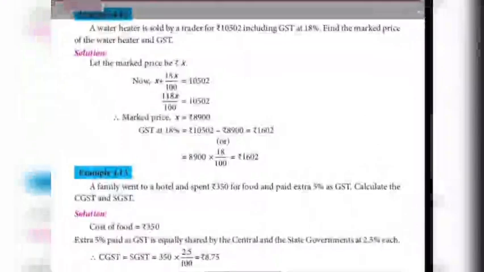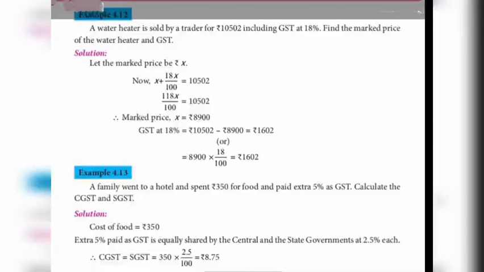Chapter number 4, Exercise 4.2. Before going to the exercise, example sum 4.12. A water heater is sold by a trader for rupees 10,502 including GST at 18%. Find the mark price of the water heater and GST.